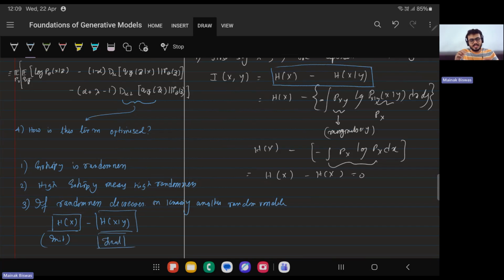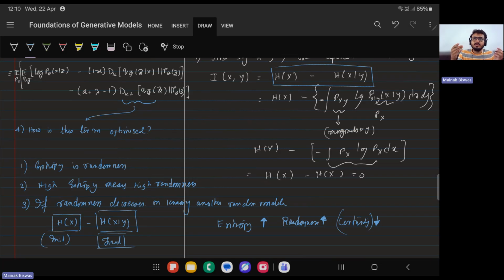And since there's an inverted sign for entropy, high randomness means entropy is high. Randomness is high, which means uncertainty is low. Sorry, certainty is low. Uncertainty again would be very high if you have high entropy. So certainty is low.